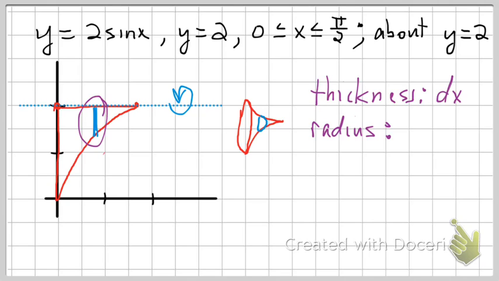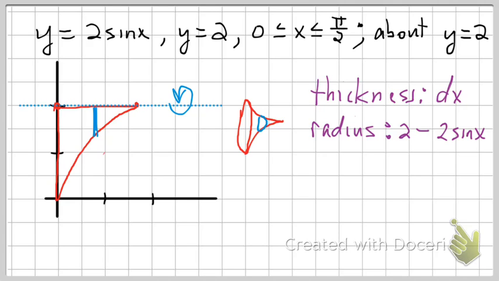2 minus 2 sine x. Yeah. 2 minus 2 sine x. Do you guys agree? Right. Top minus bottom in this case, since that's what big minus small means for vertical slices. 2 minus 2 sine x. Is everybody okay with that?